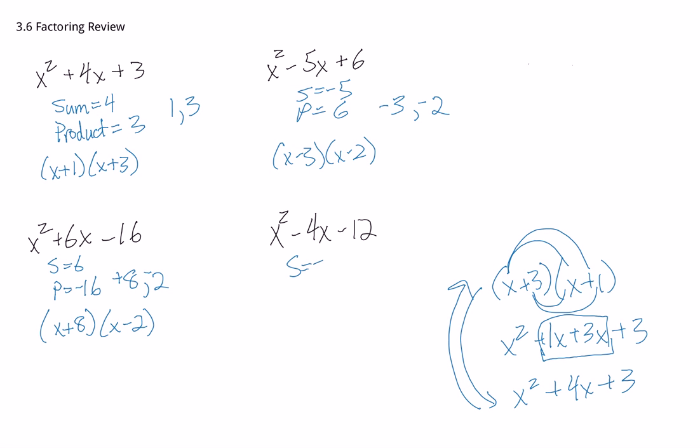And the last one, we've got a sum of -4 and a product of -12. So do the same thing. What times what would multiply to give you 12? 12 and 1, that doesn't work. 3 and 4, that's not going to add up to 4, so it's going to be 6 and 2. One of them is going to have to be negative to give you a -12 product, and we want a sum of -4, so that means we want -6 and +2. So x minus 6, x plus 2.